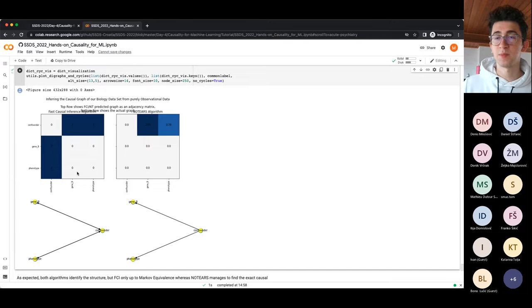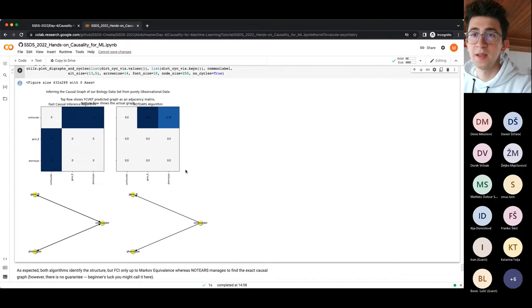And what you can clearly see is that fast causal inference will find this equivalence class. That's why you have these undirected edges, while the NOTEARS algorithm will give you directed ones. In this case, also a DAG, which is great.